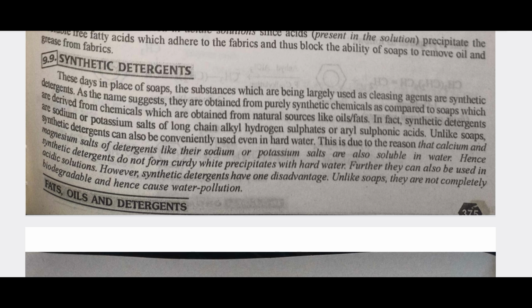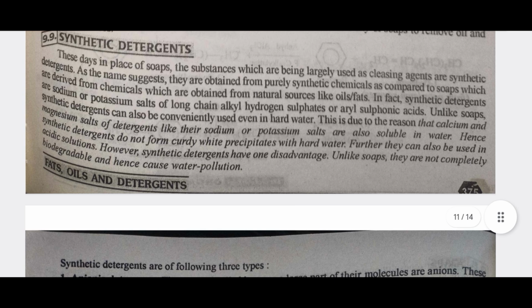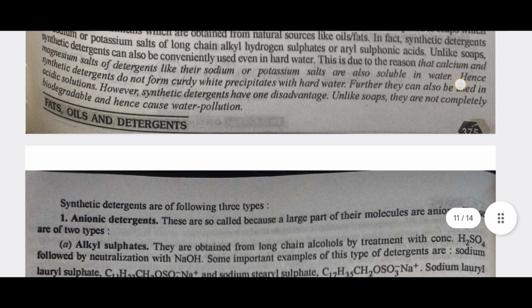Unlike soap, synthetic detergent can also be conveniently used even in hard water. This is due to the reason that calcium and magnesium salts of detergents, like their sodium or potassium salts, are also soluble in water. Hence, synthetic detergents do not form curdy white precipitates with hard water. Further, they can also be used in acidic solutions. However, synthetic detergents have one disadvantage. Unlike soaps, they are not completely biodegradable and cause water pollution.